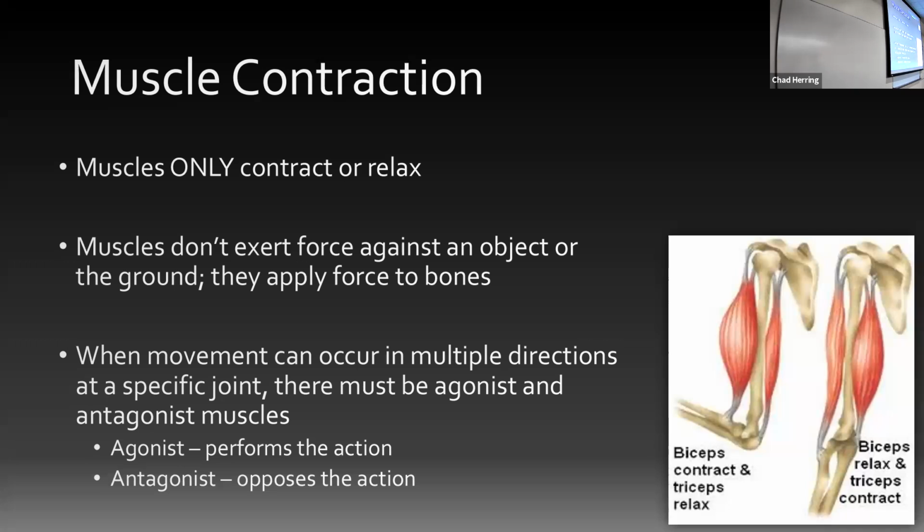If I'm doing a bicep curl, I curl it up. Which is the agonist? Which is the antagonist? Agonist, bicep. Antagonist, triceps. Okay, opposite side of the bone, not always the case.